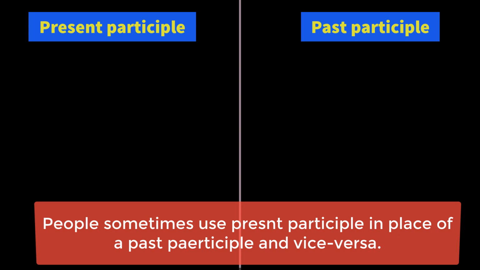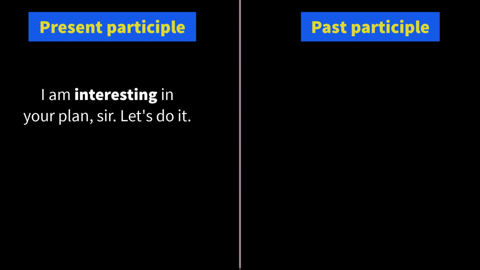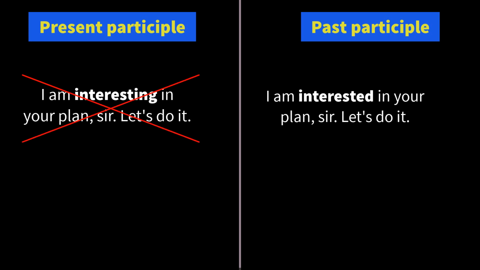Now, guys, one common mistake that I've observed people making is sometimes people fail to understand what should they use, a present participle or a past participle. I've seen some of my students saying, I am interesting in your plan, sir, let's do it. What they actually want to say is, I am interested, sir, let's do it. Because they do not understand which one is correct, they simply go with whatever they know. So let us understand what is the difference between a present participle and a past participle.